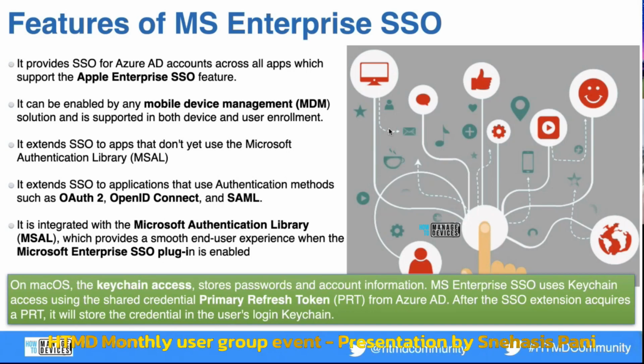And the Microsoft Authentication Library, which we shortly call MSAL, supports applications like Microsoft To Do. It also extends support to applications that don't support the Microsoft Authentication Library. Let's say the Microsoft Office that we are using in macOS still doesn't support the Microsoft Authentication Library, but it works phenomenally with that as well. And it uses authentication methods such as OpenID, like SAML and OpenID Connect and others.